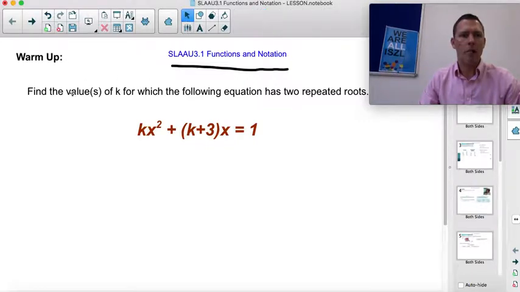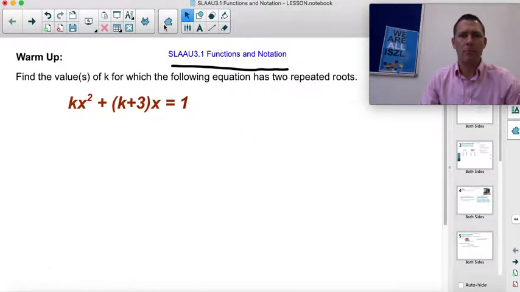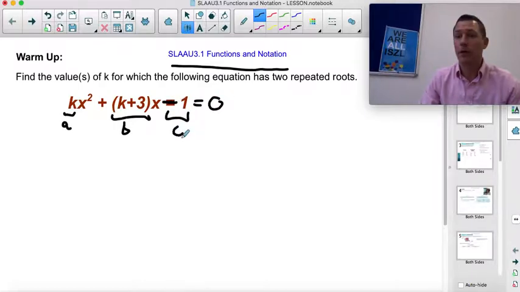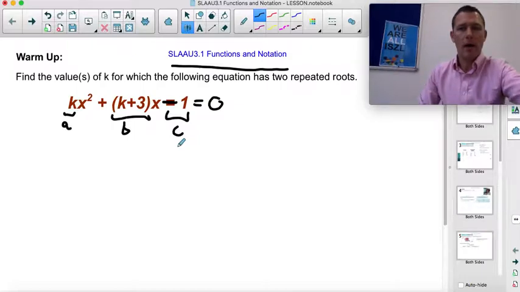This is from quadratics, but it's a great little warm-up, so pause me and try this. Find the value of k for which this has two repeated roots. Pause. Okay, so this is our a value, this is our b value, and if you subtract 1 from both sides, set it equal to 0, -1 is our c value. Right? Clean it up so it's in standard form.